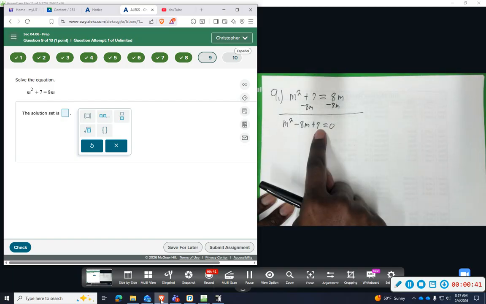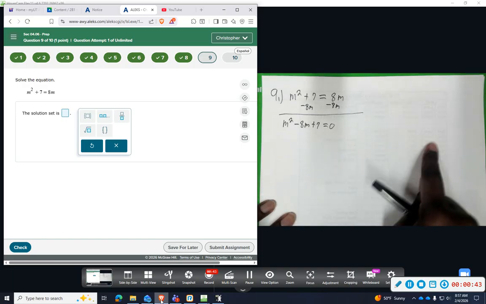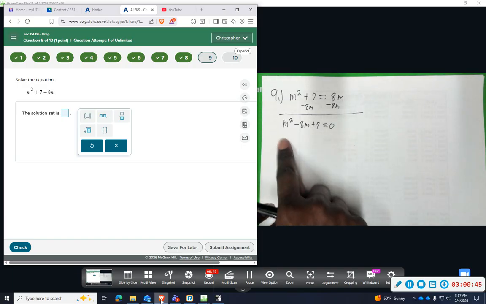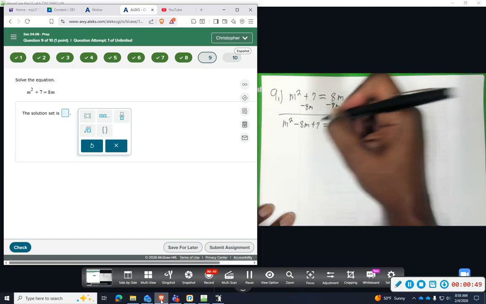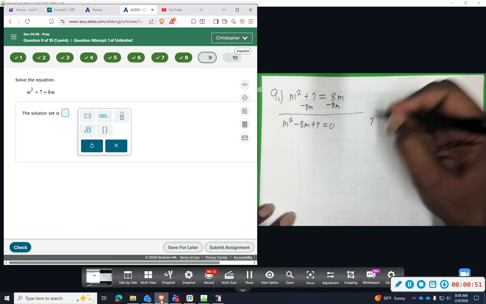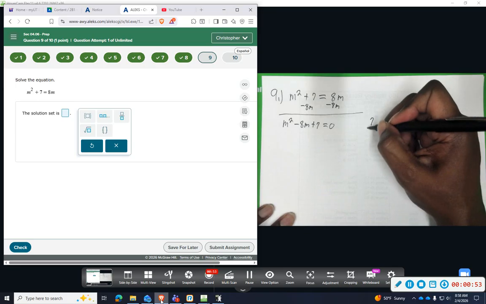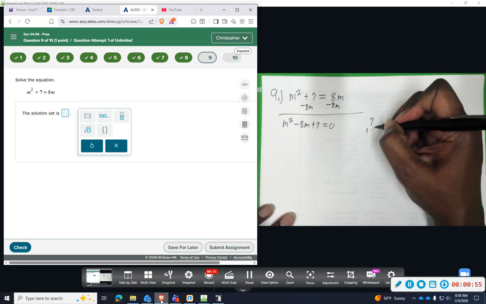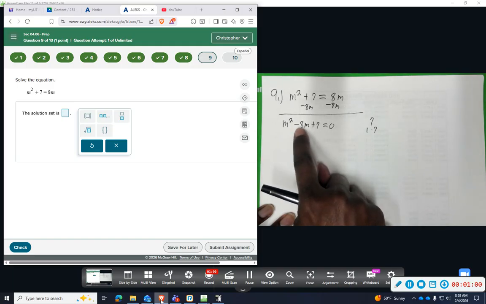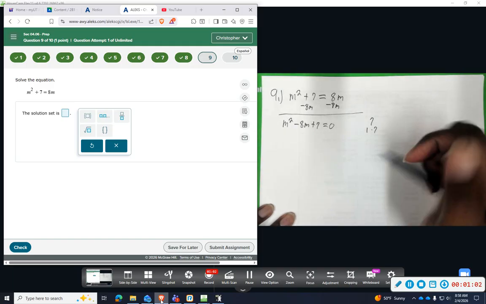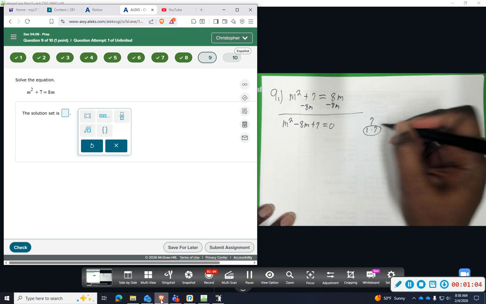I want to see if it factors first. That's the easiest method if it works, and if not, we'll do the quadratic formula. So the leading coefficient is 1. 1 times 7 gives me a 7. The things that multiply to give me 7 are 1 and 7, and that is it. Since this is plus, we want to add to get 8. 1 plus 7 does, in fact, give us 8, so this will factor.